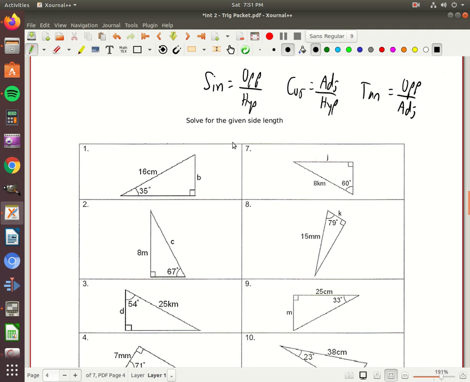More of the trig packet, things start to come together a little bit, and we're actually going to use it to find a missing side length.